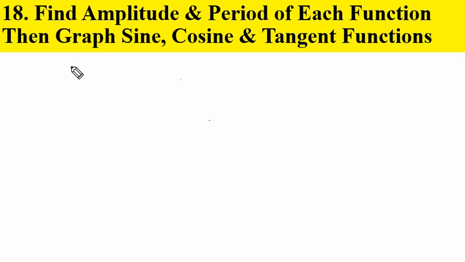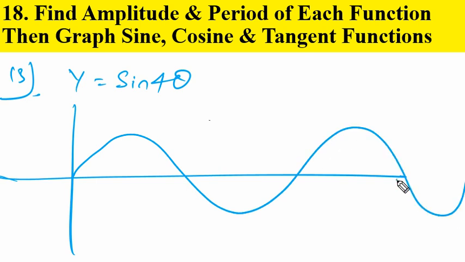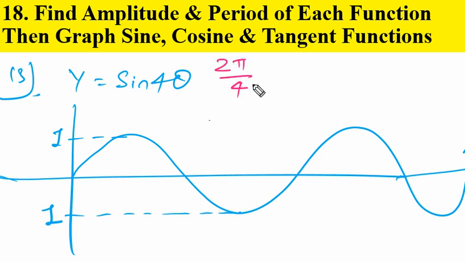Next option, let's try one more. In this case, let's take y is equal sine 4 theta. So now here amplitude is 1, so your graph will be, first of all you should know all the graphs of sine, cosine and tangent and everything. So in this case amplitude is 1, right? So check in your option where the amplitude is 1. Then you will check what is the period, 2 pi over 4. So that is pi over 2. Right? 2 pi over 4 will give you pi over 2, right?